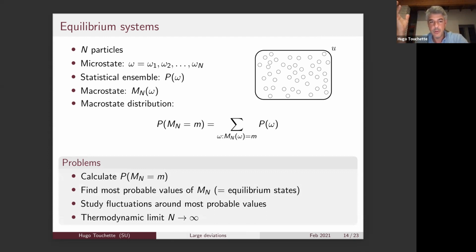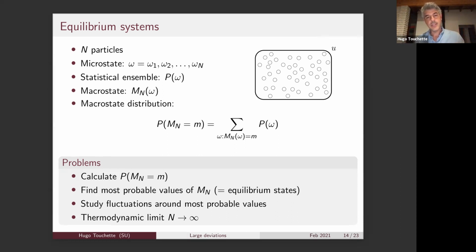But this is a huge problem. So we want to calculate the distribution. If we're able to get this, then out of this, we can calculate the most probable value of the macrostate. This is the equilibrium state. This is the state that you'll see in the lab. And then we also want to study the fluctuations around that equilibrium state.